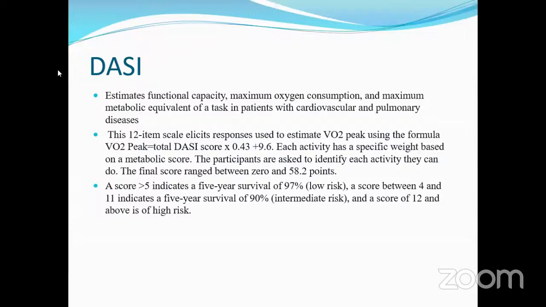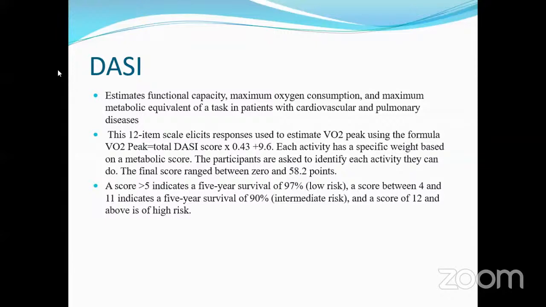Okay. DASI is an instrument with items that are used to assess or estimate functional capacity, maximum oxygen consumption, and maximum metabolic equivalent of a patient, cardiovascular or pulmonary patients. Very simple to use. It's a 12-item scale. Each of the items has a score, and you score them.